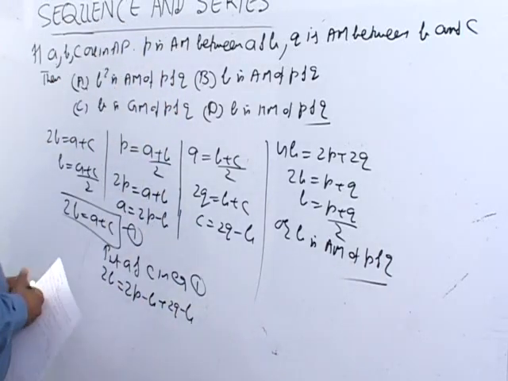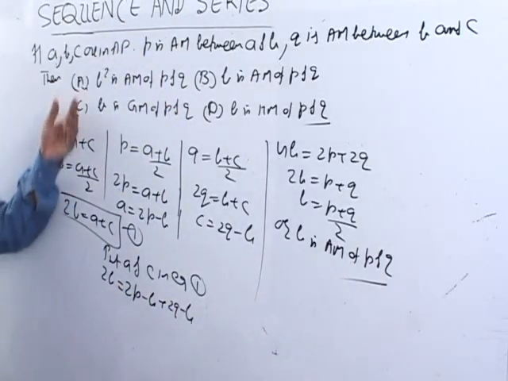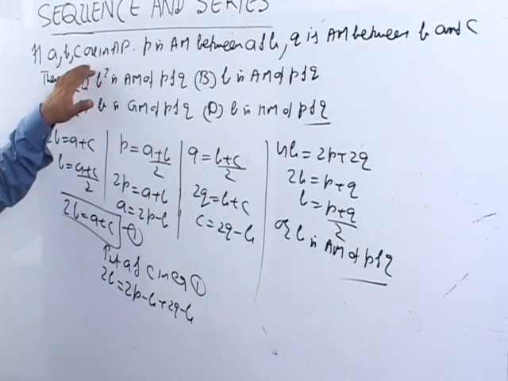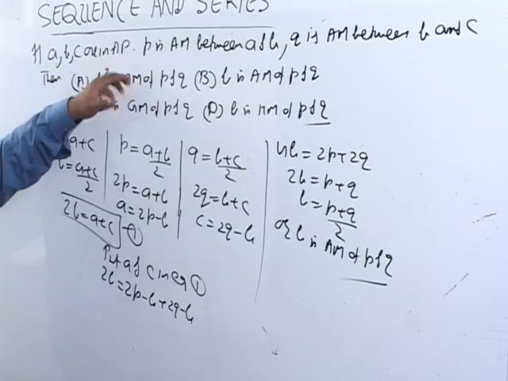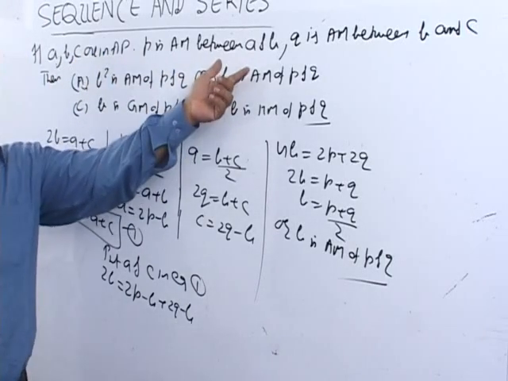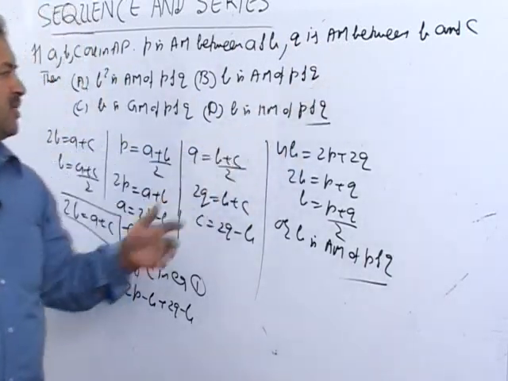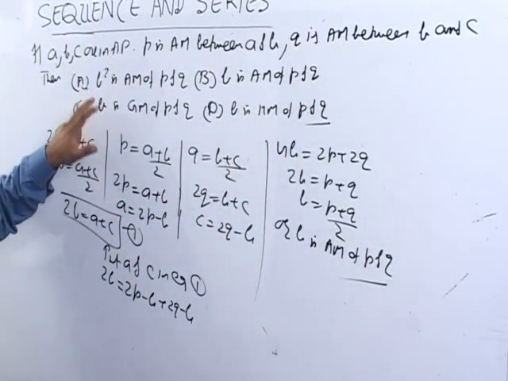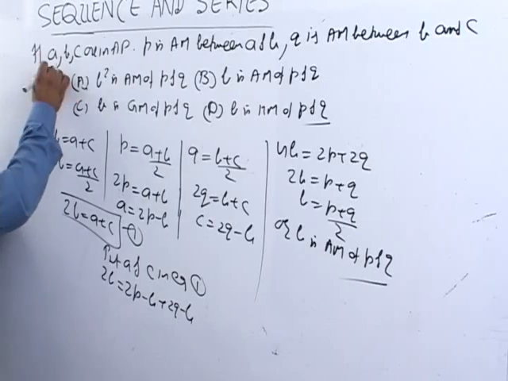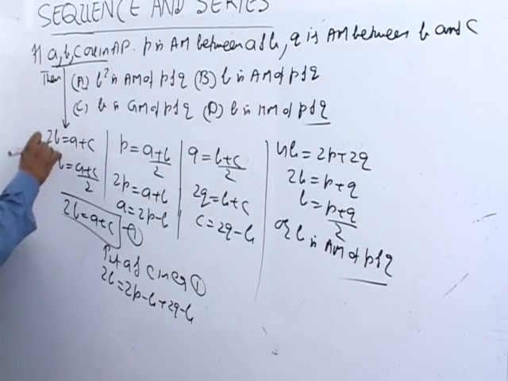So once again, just look. इसमें 3 कंडीशन गिवन है इस क्वेश्चन में. A, B, C are in AP. P is arithmetic mean between A and B. Q is arithmetic mean between B and C. So options have been given out. पहले first condition, 2B is equal to A plus C, I write down over here.